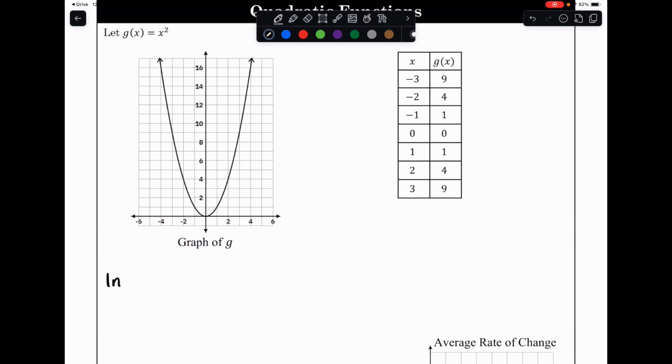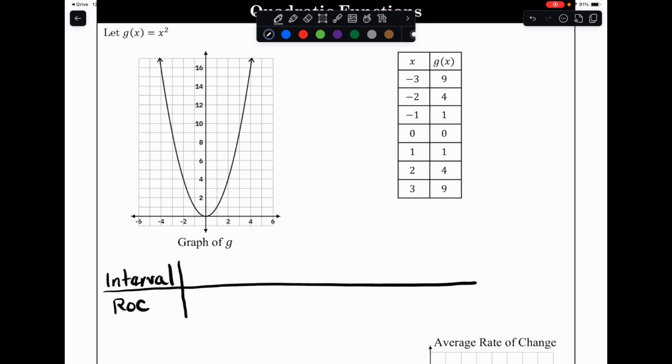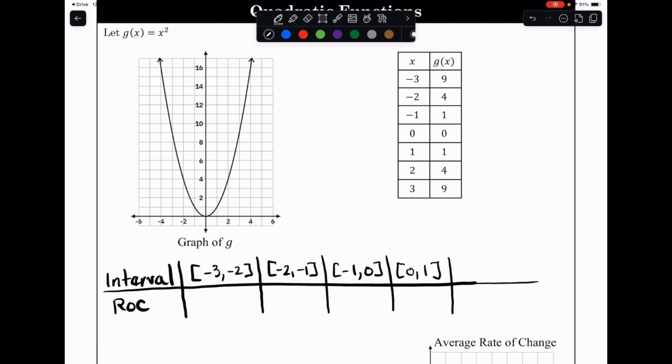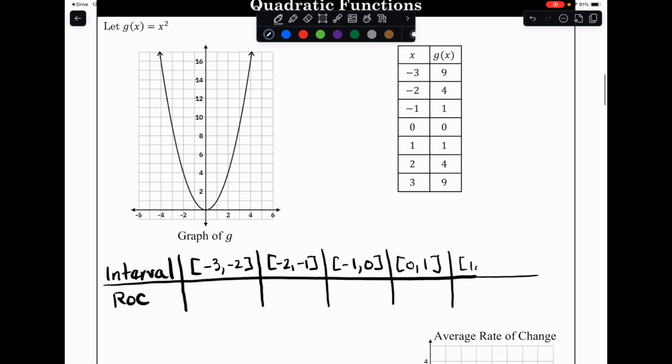So let's make a table. We're going to write interval, rate of change, and we're going to create the intervals from -3 to -2, -2 to -1, -1 to 0, 0 to 1, 1 to 2, and 2 to 3.